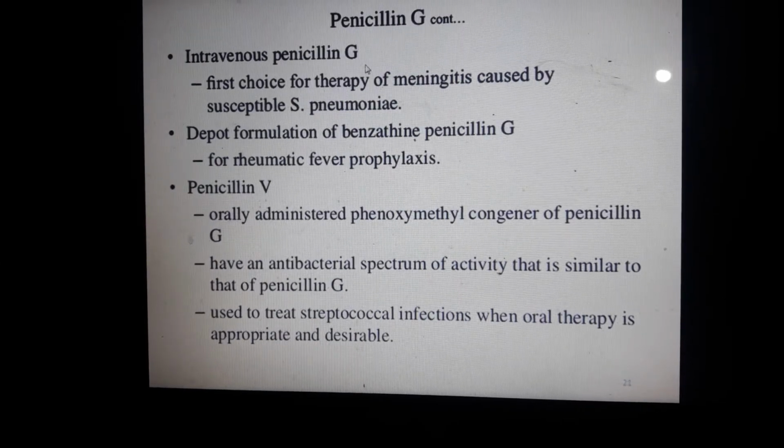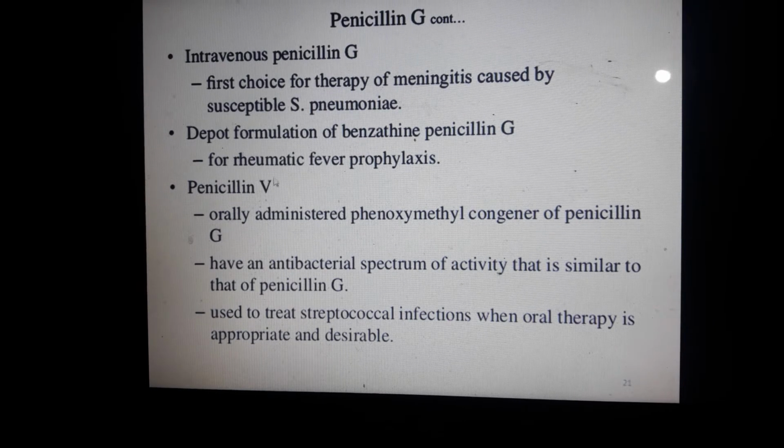Okay, intravenous penicillin G is the first choice for meningitis caused by susceptible Streptococcus pneumoniae. And take note, penicillin is highly lipid soluble, so it easily penetrates the meninges, because meningitis is the inflammation or damage of the meninges of the brain. So once damaged, penicillin can freely pass through that membrane barrier and reach the target tissues, especially in meningitis.